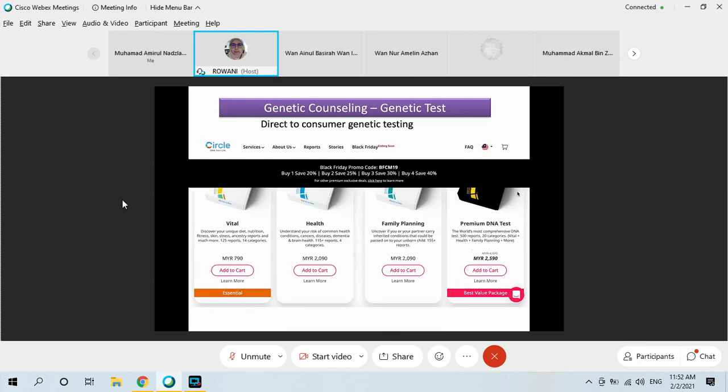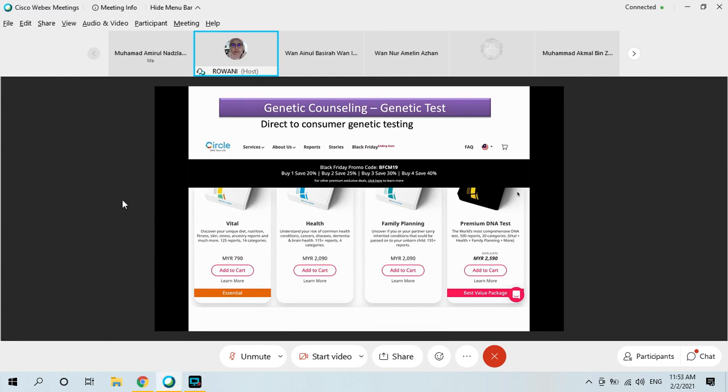Okay, I will skip that. I just want to talk about direct to consumer genetic testing. Nowadays, you see lots of advertisements saying that you can just send blood samples and the company will give you information about your health. Your chances of having cancers, dementia, or other disorders. So what you need to do is just send your saliva or a blood spot to the companies and they will give you information. This is known as direct to consumer genetic testing.